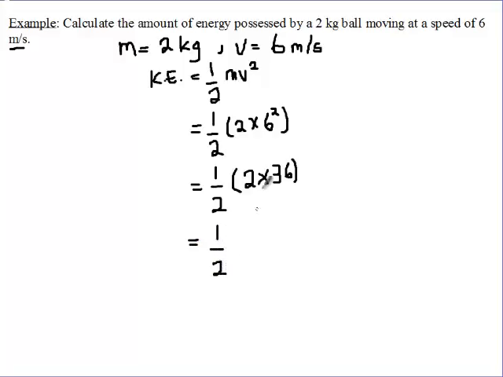Now we can solve what is in the bracket. 2 times 36 is 72. Now 1 over 2 times 72 can also be stated as half of 72. Half of 72. When we divide 72 by 2, what are we going to get? We're going to get 36. And remember, we are calculating kinetic energy. So the units for our answer should be joules.